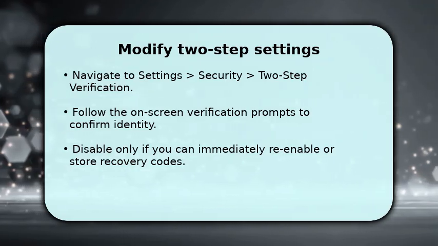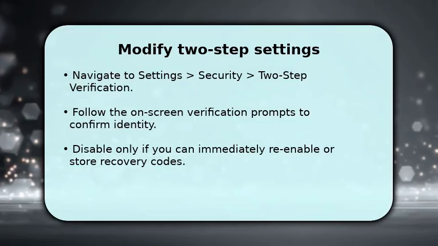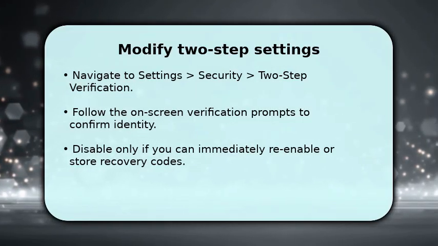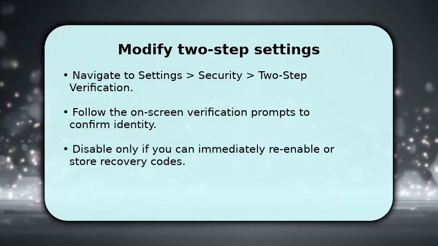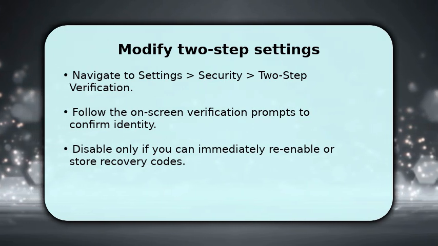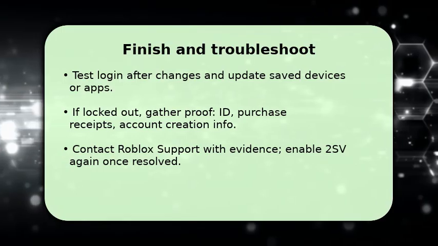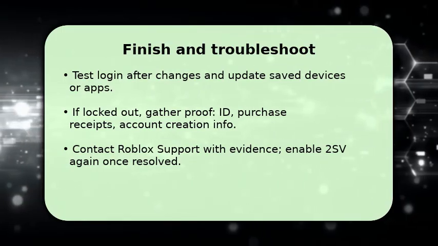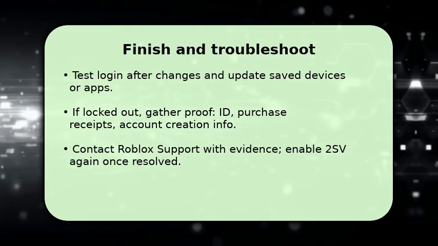If you plan to turn it off temporarily, re-enable it right away or set up an alternate secure method like an authenticator app. These actions keep your account safe while you adjust verification settings. Finish by logging out and back in to confirm changes took effect and update any apps or devices that use the previous two-step method.